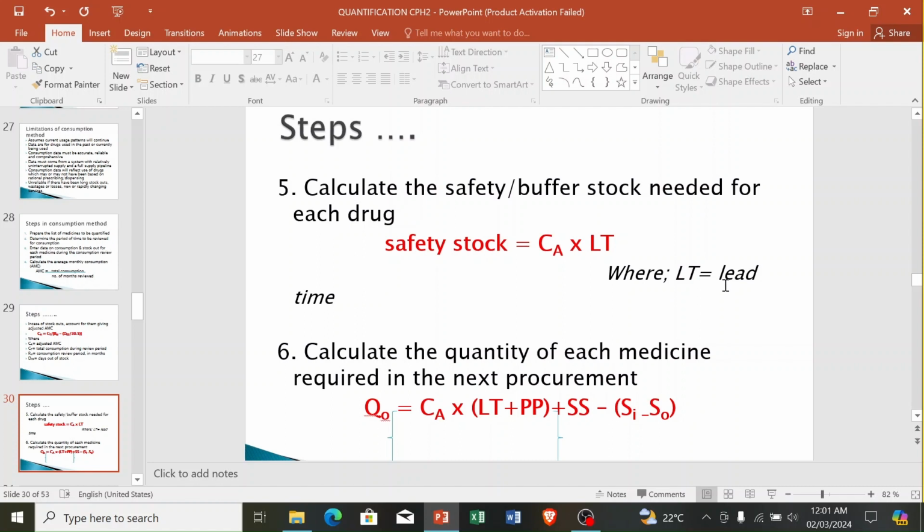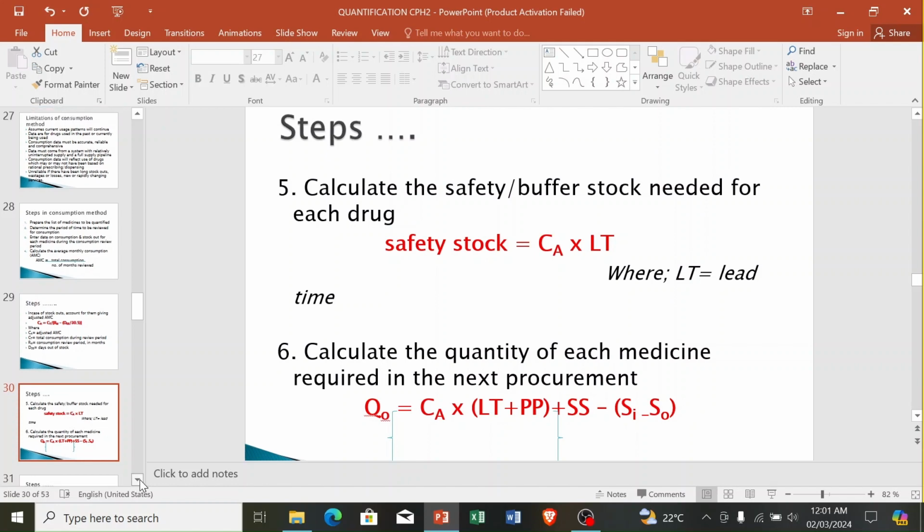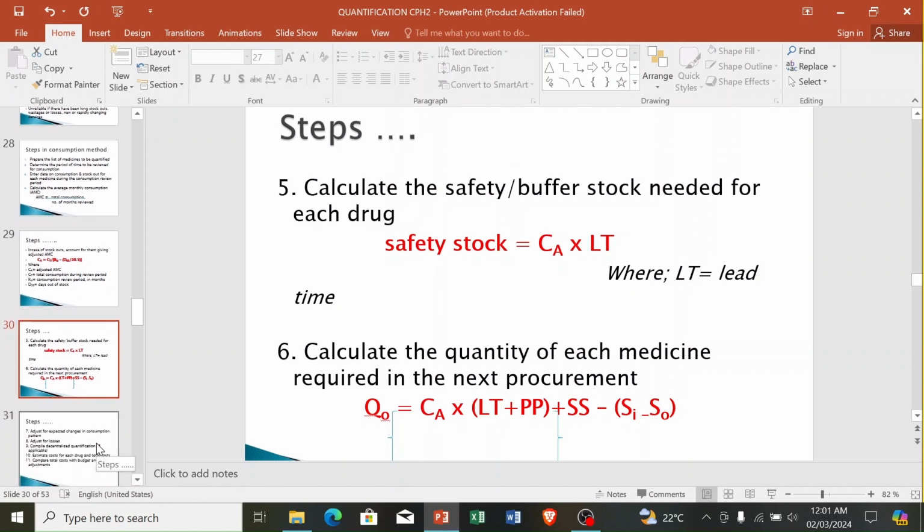Then the other step is to calculate the quantity of each medicine required in the next procurement. So how do we calculate for it? We have our values here. This is adjusted average monthly consumption. We have the lead time. We have the procurement period. This is safety stock, SS. And then we have S1 and then S2.